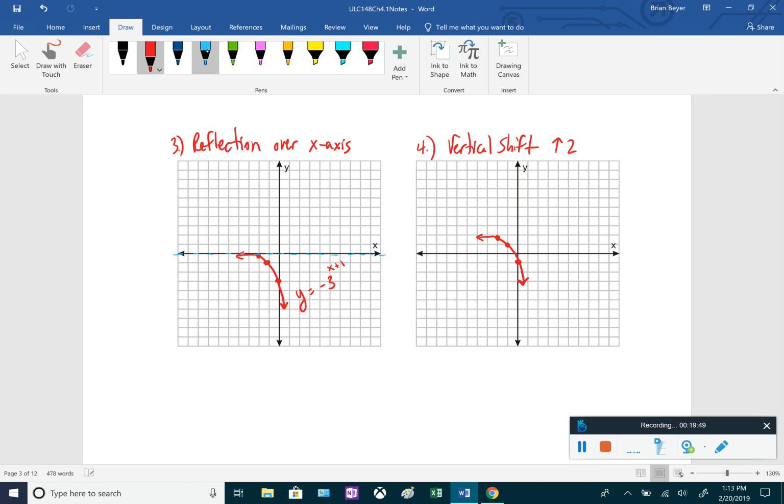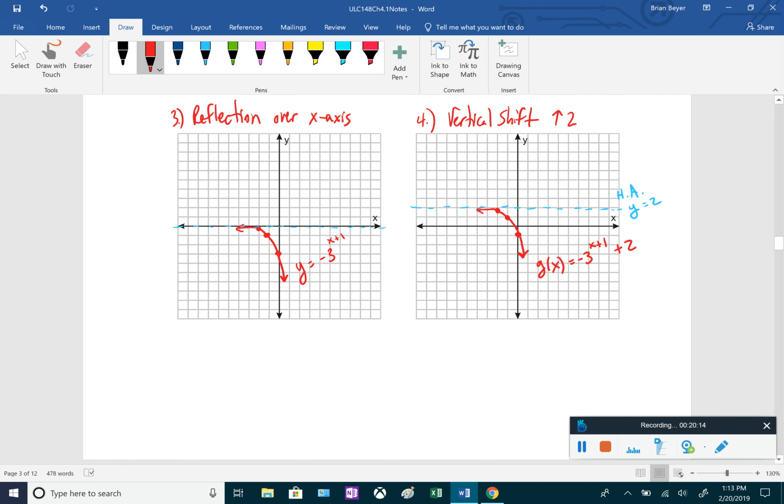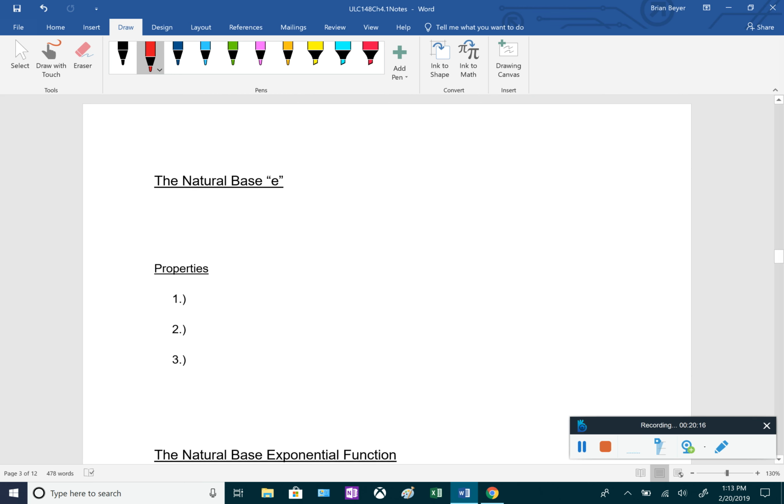What you have to look out for, though, is that vertical shifts will move the horizontal asymptote. So this has a horizontal asymptote at y equals 2. It moved it up 2 to y equals 2. So this is now our function g of x, which is negative 3 to the x plus 1, plus 2. Okay, so that's an example using transformations.